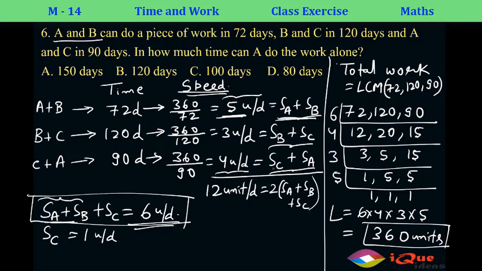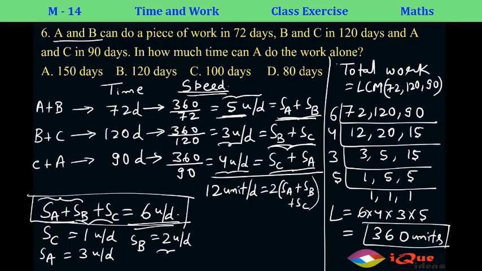Similarly, if you put speed of, let's say B and C together, which is 3 units per day, you will get speed of A. So speed of A will be 6 minus 3, that is 3 units per day. Add these two, and we can find the speed of B from here, that will be equal to 6 minus 1 and 3, that is 6 minus 4, 2 units per day.